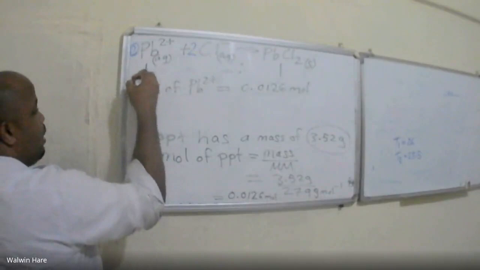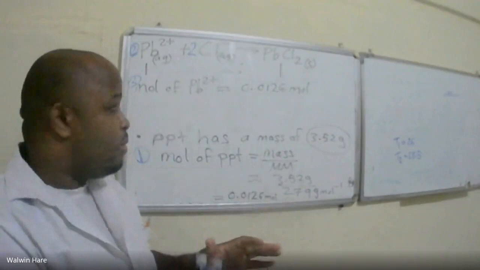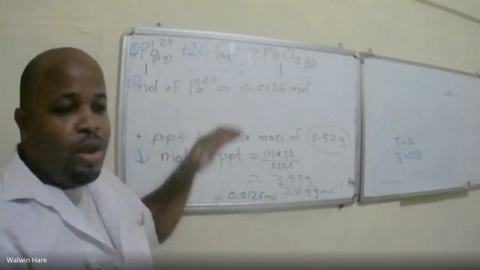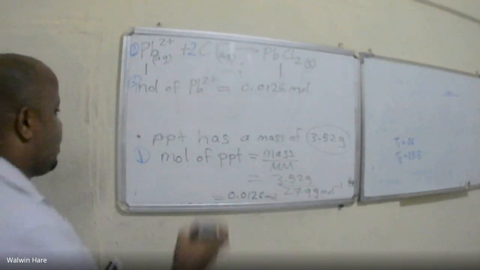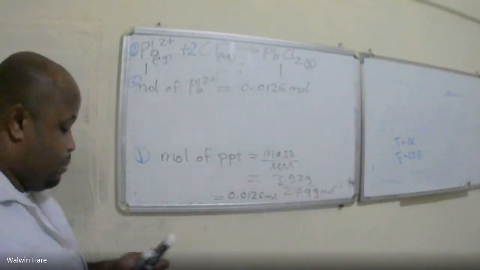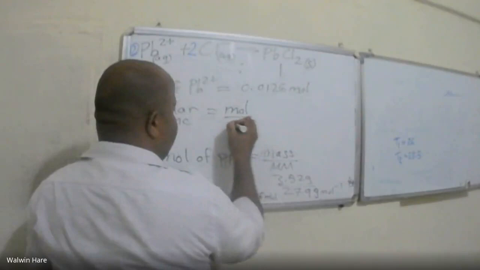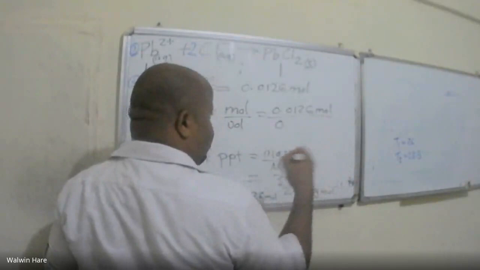Alright? So once you have the mole, if that's for percentage of lead in a sample, if it was a solid sample, this is where you would multiply mole by the molar mass to get the mass of lead ions in the sample. Then you would divide it by whatever mass was given. But in this case, they are asking for the molar concentration. So once you get the mole, we know that molar concentration is equal to mole over volume. So the final step now, the molar concentration is equal to mole divided by volume, which will be 0.0126 mole divided by 30 cm3, which in dm³ is 0.03 dm³. Okay.